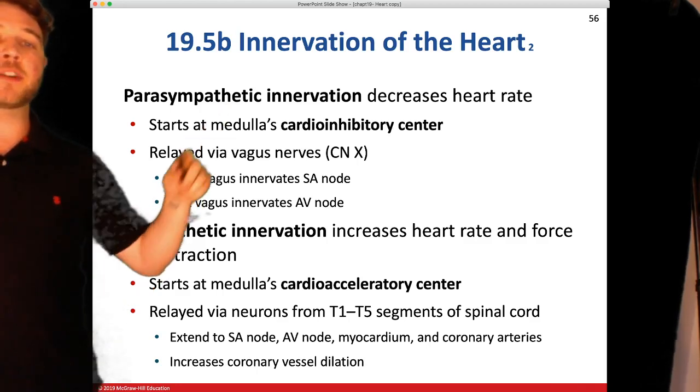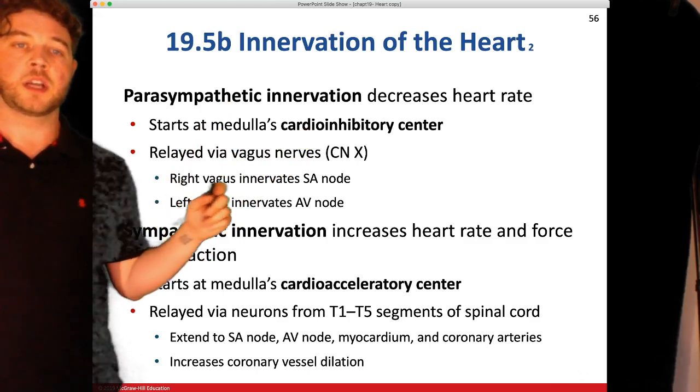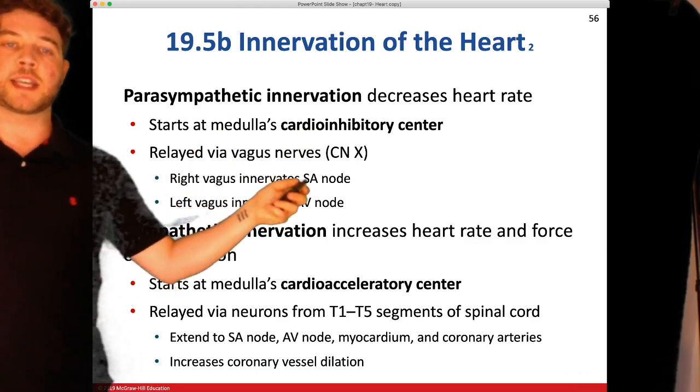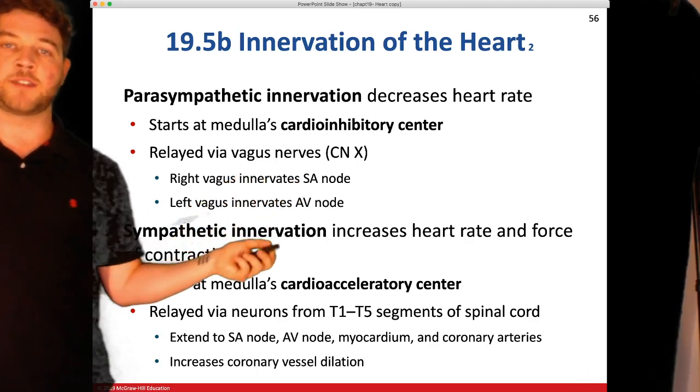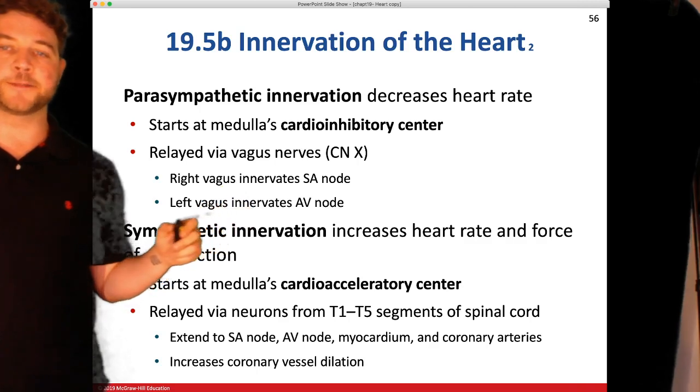With parasympathetic innervation, that's going to decrease your heart rate. It's coming from the cardioinhibitory center through your vagus nerve, your cranial nerve 10. Your right vagus innervates the SA node. Your left vagus innervates the AV node. I'm not going to ask you that specifically, right and left vagus.